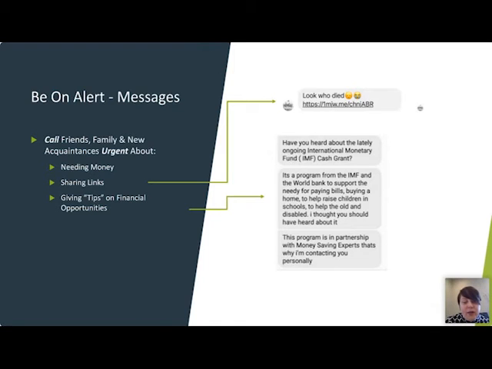So the advice here is to be on alert. When it is a friend, a family member, or a new acquaintance, but they're urgently speaking to you about money, sharing links, or giving you tips, just call that person over Messenger to see, is this truly you? They may not be aware that the messages had even gone out.